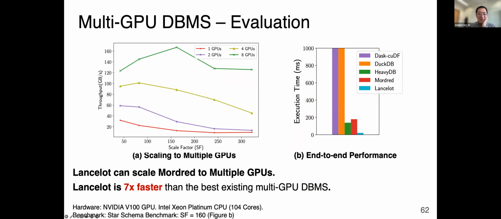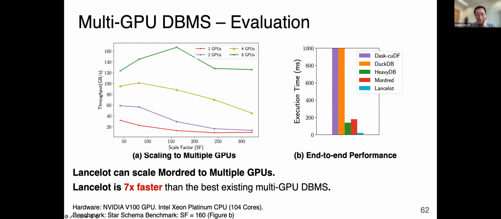Okay. Yeah, we also have some end-to-end performance. We show the execution time compared to some prior work. Lancelot is this paper. Mordred is the previous paper. So having multiple GPUs, Lancelot's performance can be much higher than Mordred.